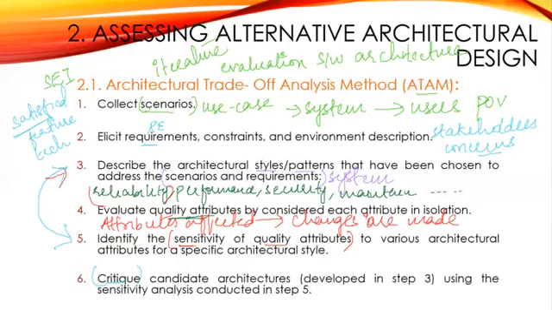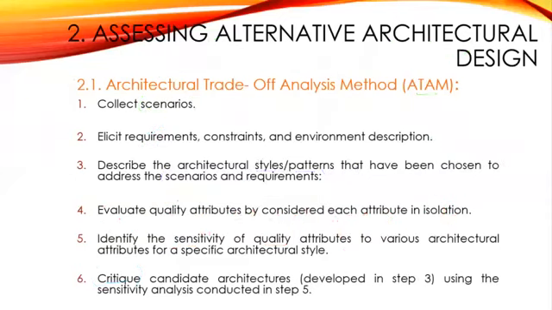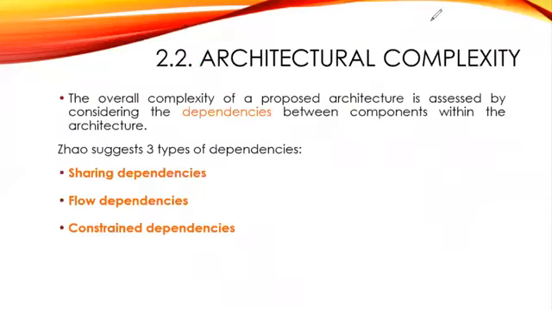Now, the next topic is architectural complexity. Now, what is architectural complexity? The overall complexity of the proposed architecture, that is the software architecture that you're developing, is assessed by considering the dependencies, that is how much the system is dependent. Considering the dependencies between components, how much one component is dependent upon the other component.